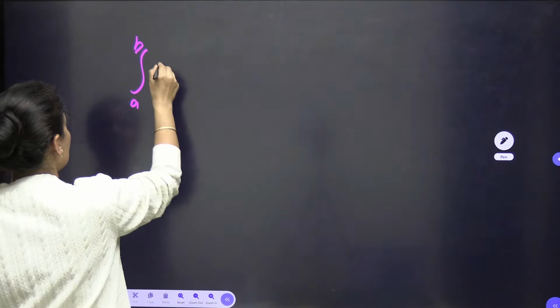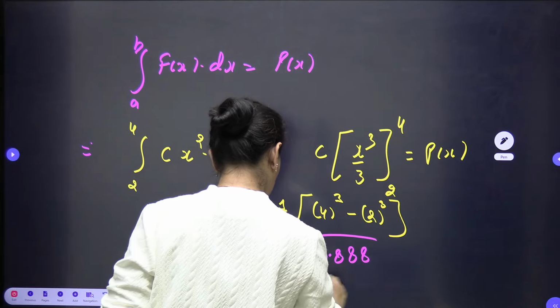So the result, we can solve it in decimal. I'm writing it as 56 by 63, or 0.88. Okay, any one of them should be the answer.